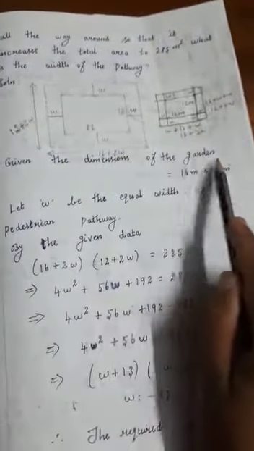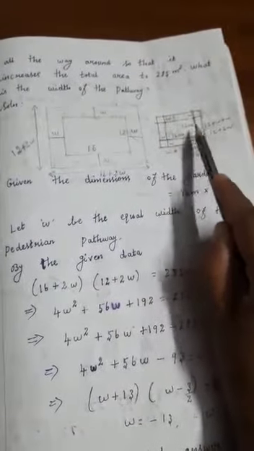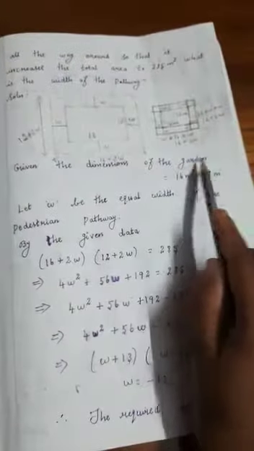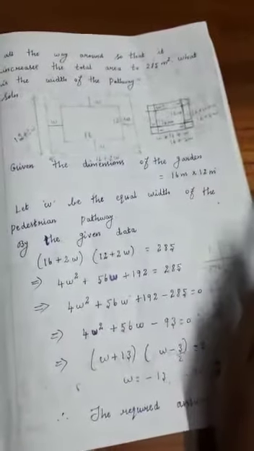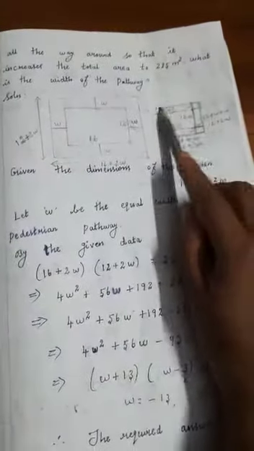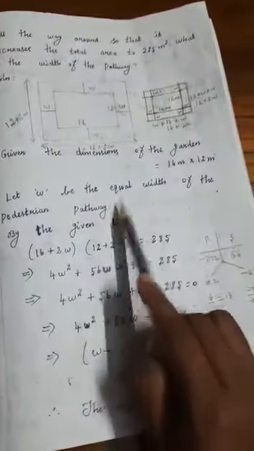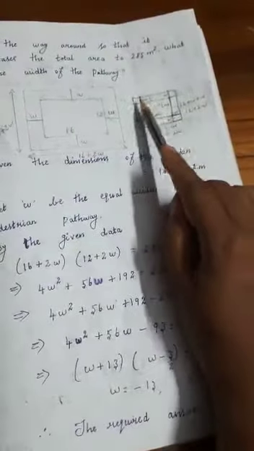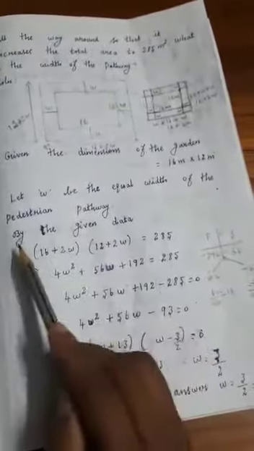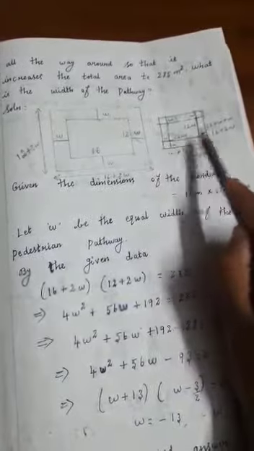Given the dimensions of the garden, which means only this garden, length and breadth, if you multiply them we get the area of the garden. So we can write, given the dimensions of the garden are 16 meters by 12 meters. In this question they have asked us to find W, the width of the pathway. So now see, let W be the equal width of the pedestrian pathway. All the sides are equal width, W meters. By the given data, the total area means the area of the garden plus the width of the pathway.